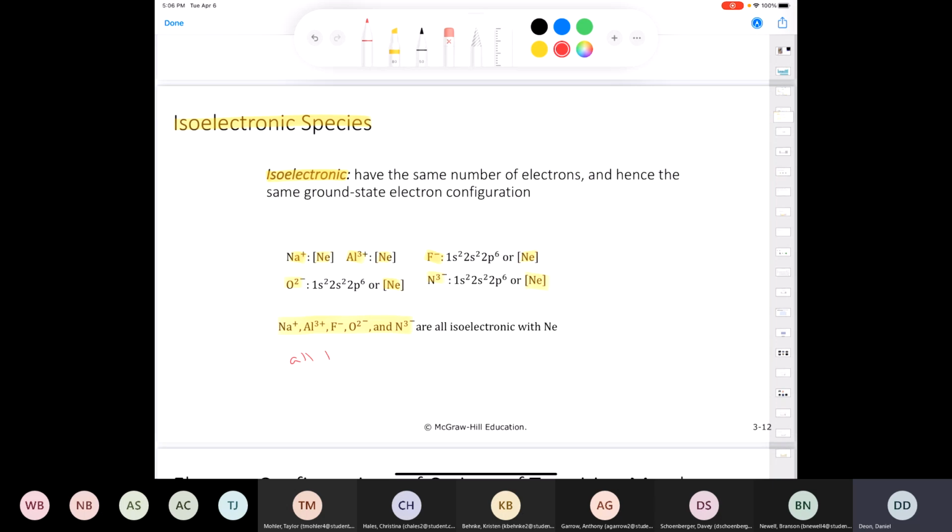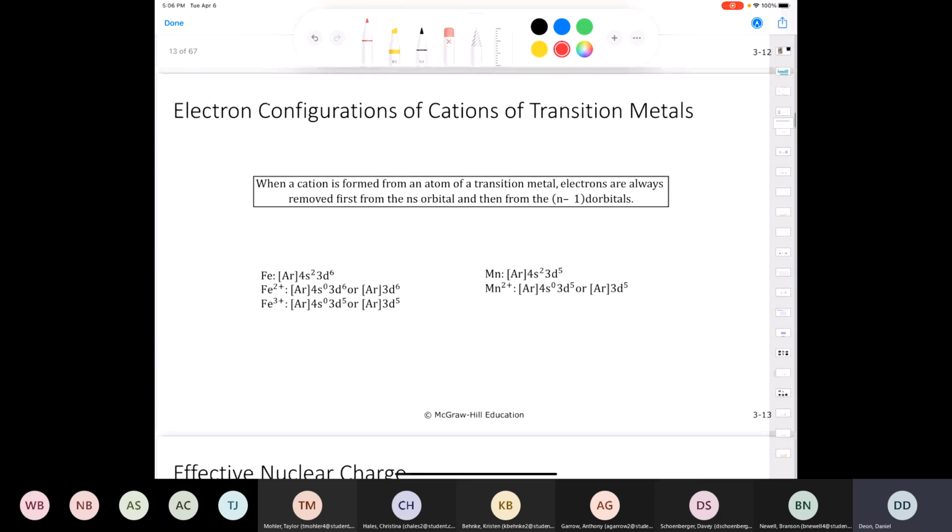They all have 10 electrons. They all have different numbers of protons, but they all have the same number of electrons. And so again, you need to know the definition of what isoelectronic is, and it's going to come up more throughout the lecture this evening.